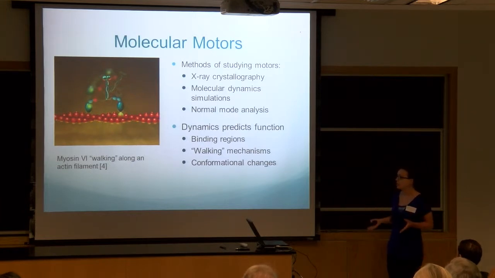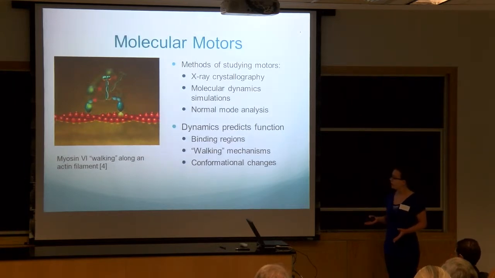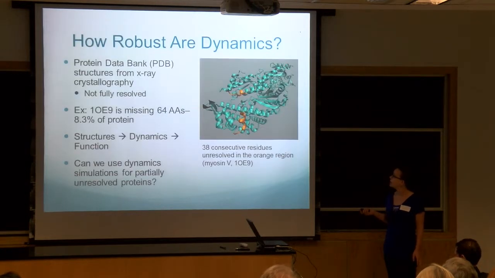The reason that we study these proteins is that their dynamics allows us to predict their function. By looking at their dynamics and how they change over time, we can learn more about the binding regions, where they bind to actin or where they bind to cargo. We can learn about how they walk, the forces involved in their walking mechanisms, and the conformational changes that are necessary for them to bind and for them to perform their cellular function. So here we have an example of myosin 6 and its motion throughout the cell.